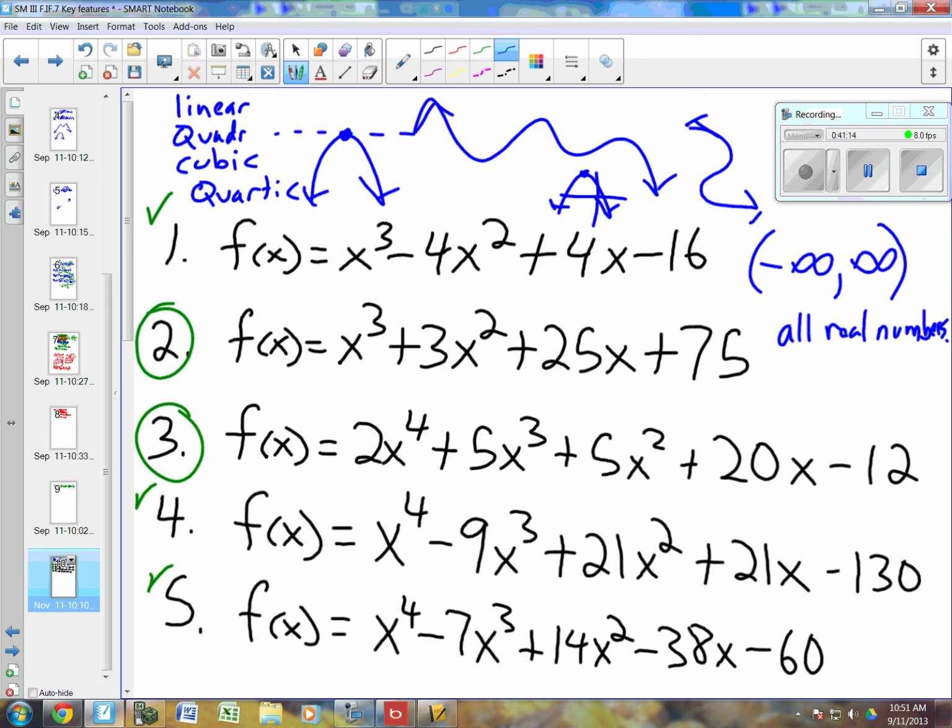Now, what if it's an odd degree? The range is going to be all real numbers because it's going up forever one way and down forever the other way, right? It can either be going like that or like this, okay? So we got that down? So you should be able to look at the function without even graphing it and tell the domain and range. Does that make sense? Because you can look at the end behavior, and that's going to tell you the domain and range. Got it? Okay.